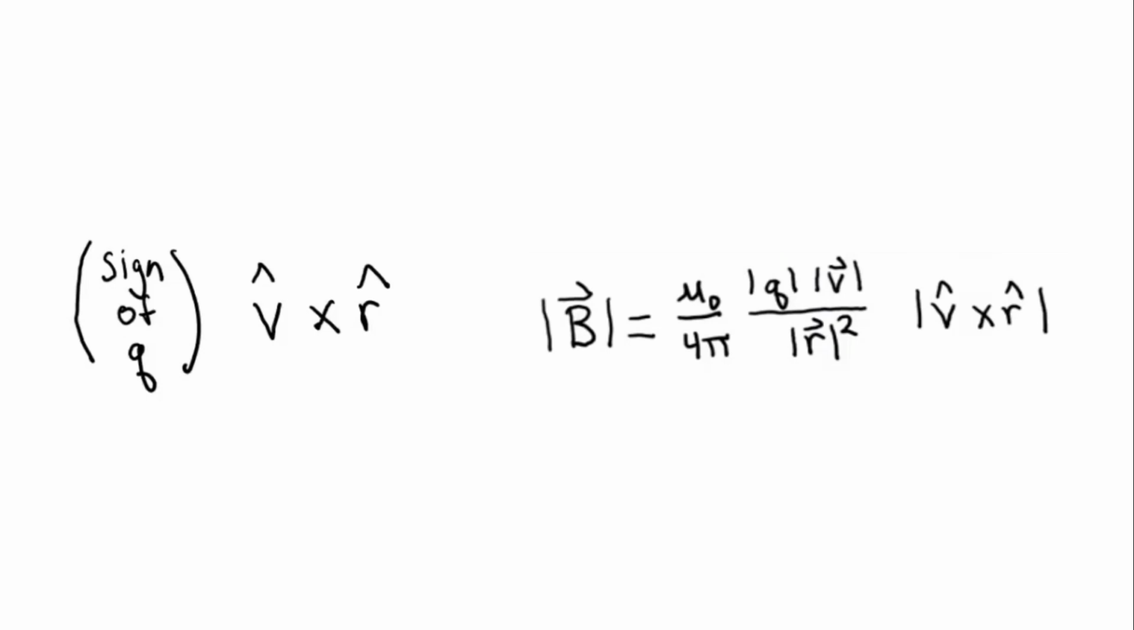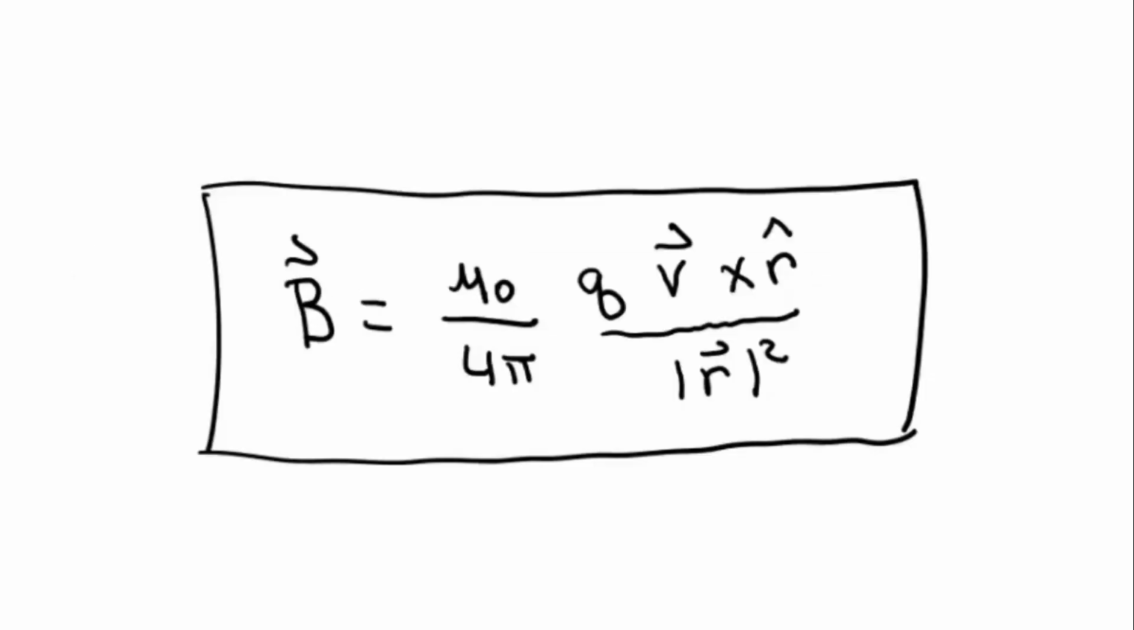The magnitude of B is given by the formula seen on the right here. Combining these two, we can derive the Biot-Savart Law, as seen here. The SI units for B are a Tesla, which is a Newton second per Coulomb meter. We then moved on to the Biot-Savart Law for current.